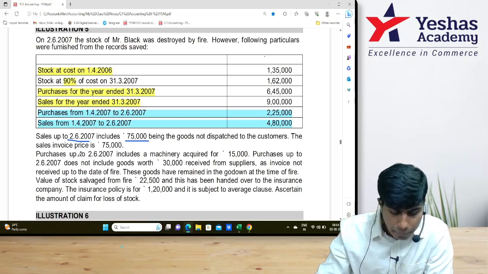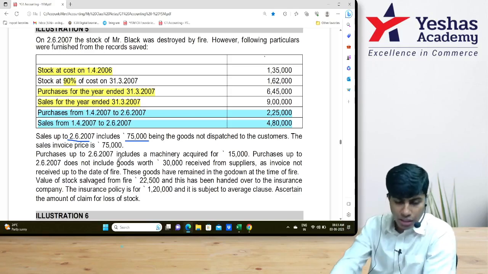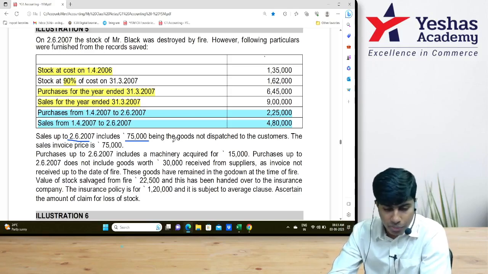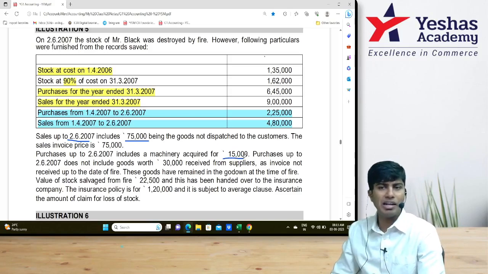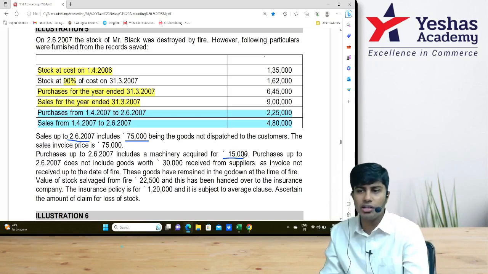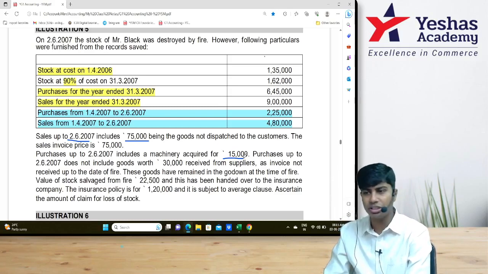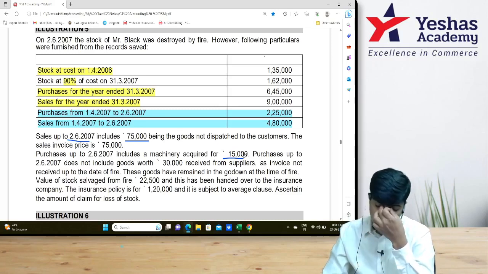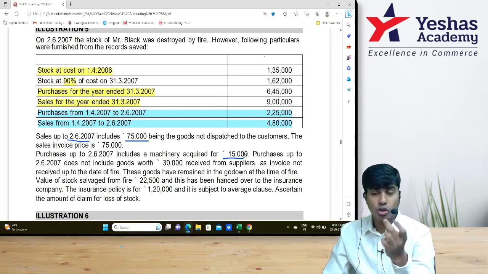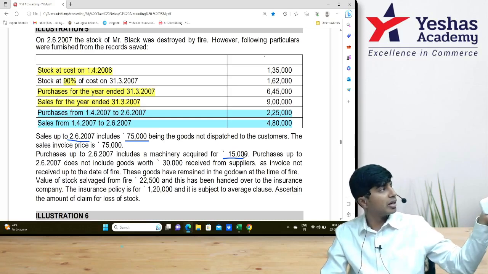What is after that? Purchase up to 2nd of June 2007, that is our purchases in the memorandum accounting period. It includes a machinery acquired for 15,000. That is a capital expenditure, but it's wrongly included in purchases, so this has to be eliminated from purchases. Underline that machinery: capital expense wrongly written as revenue. So our purchase and sales in the memorandum trading account should be written in the inner column. Do you agree with me?